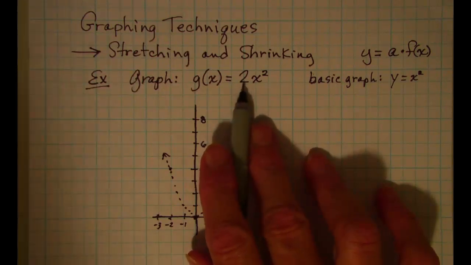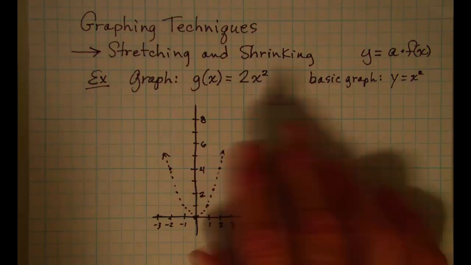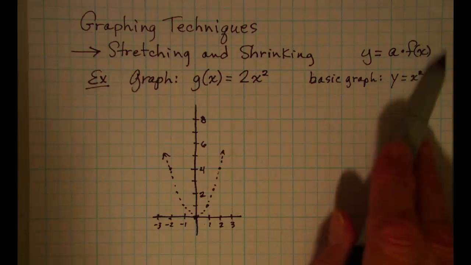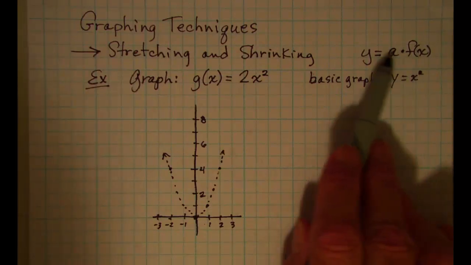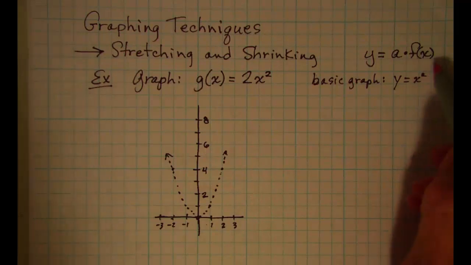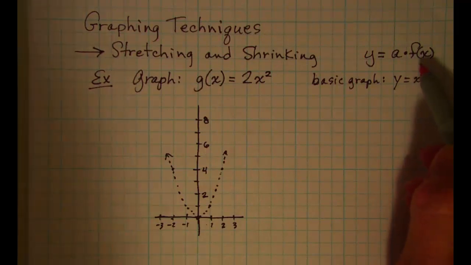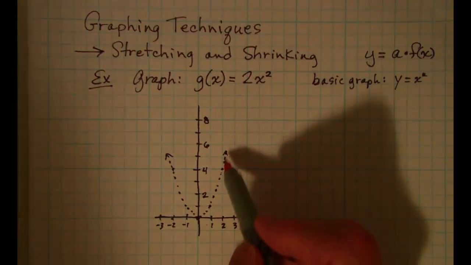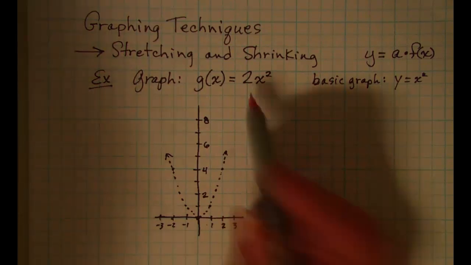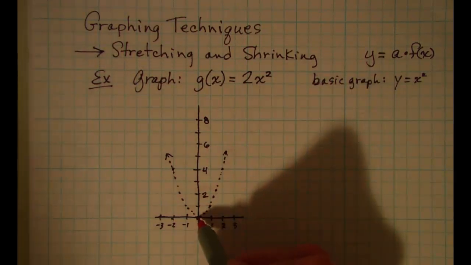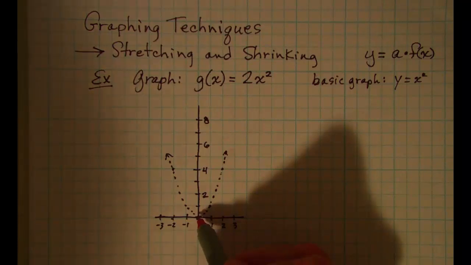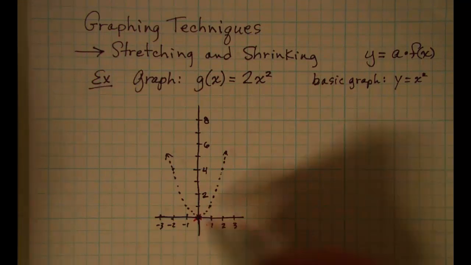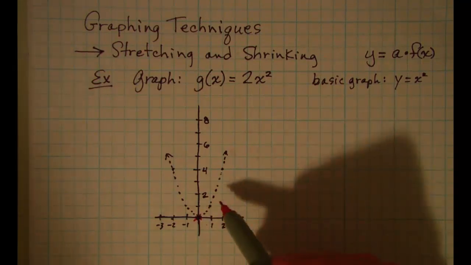A in this case is 2, which means that I'm going to multiply my basic function f of x by 2. Recall that f of x is the same as y, so basically I'm taking y and multiplying it by 2 to get my values for this graph. My y value at the vertex is 0. When I multiply that by 2, I still have 0. So that point is on my graph.